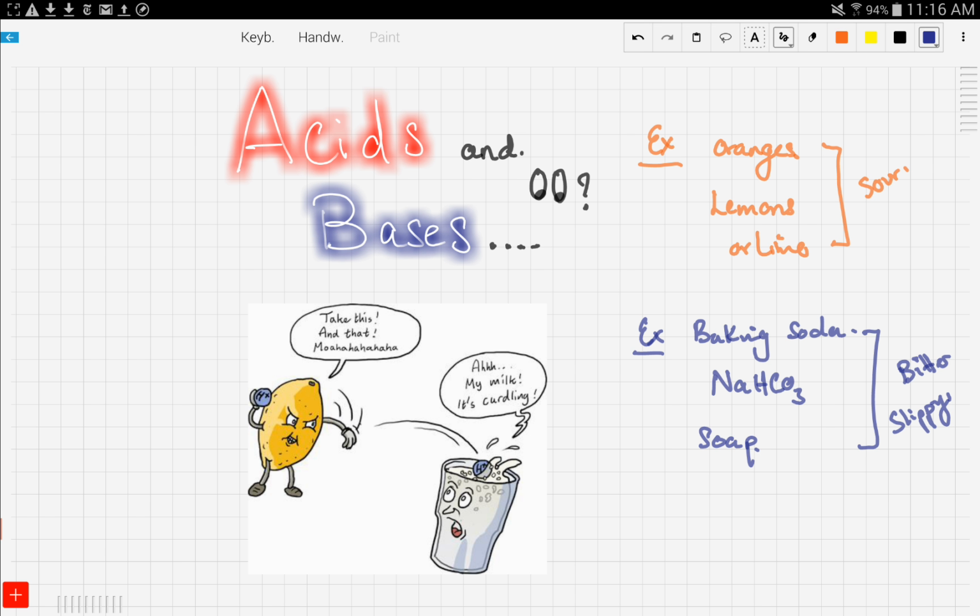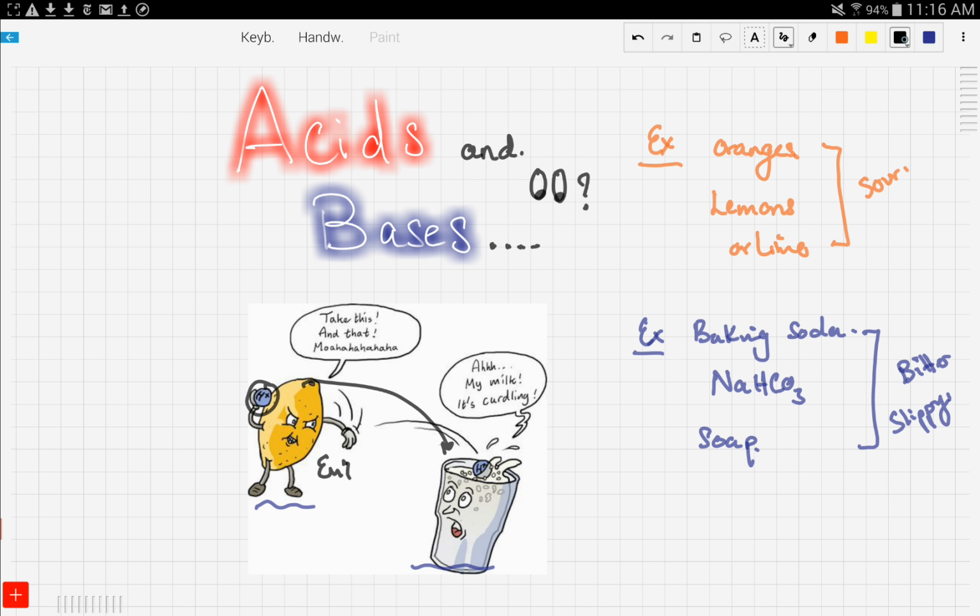Now, you see this comic right here? I picked it because this will help me explain the chemical definition of an acid and a base. Now, these are some of the examples. Let's get into the chemistry of that. You see here there is a lovely lemon. Well, it's not lovely at all, it's evil, because it's trying to throw some H+ ions into the milk. Oh, and the milk says, "Oh, my milk is curdling," and it's freaking out.